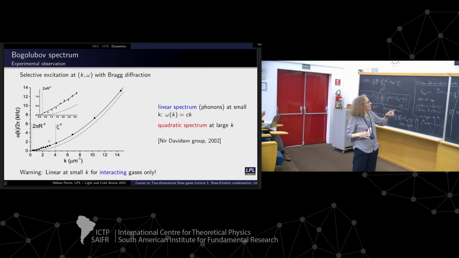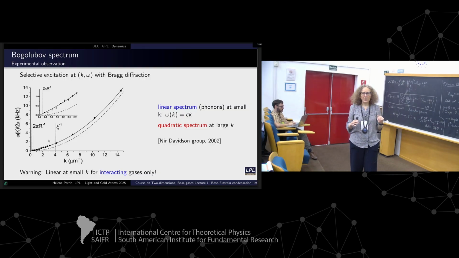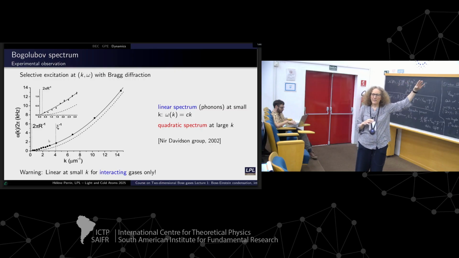And this is exactly, in fact, what this zoom tells. If you really look at small k, you should have this linear law, but the gas is not infinite. It has a size which is R.